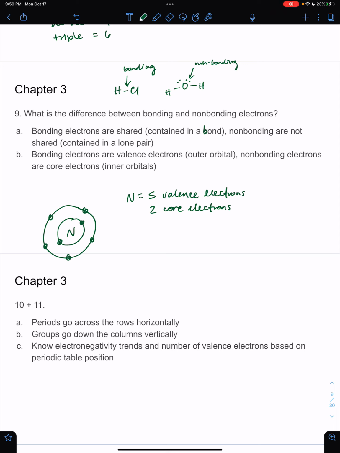So the bonding electrons are going to be the valence electrons that are on the outer shell, because they're not as closely attracted to the nucleus as the other two. They're also just out there. They're more accessible for other atoms to come along and form bonds with. So the non-bonding electrons are core electrons. Those ones don't participate in chemical reactions. They are just hanging out inside there.